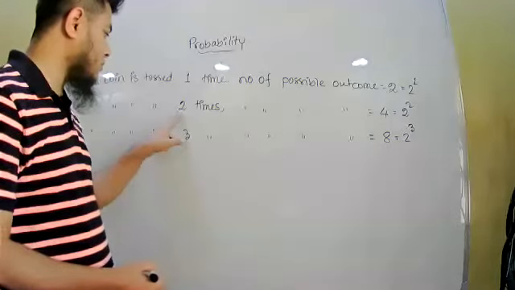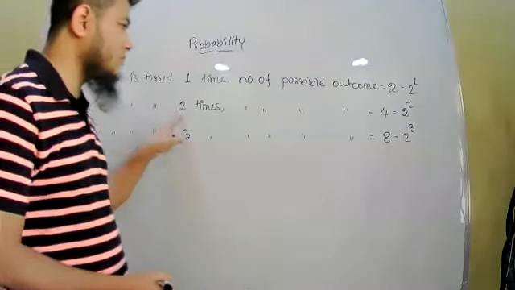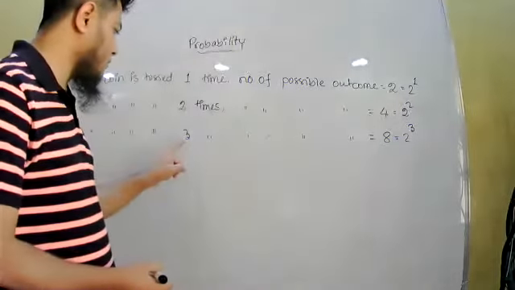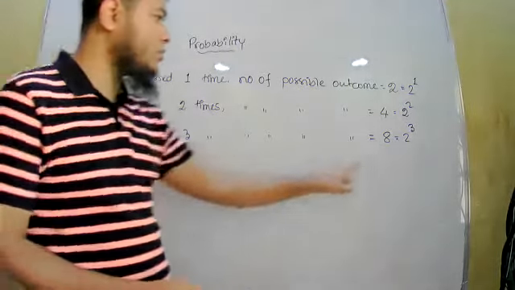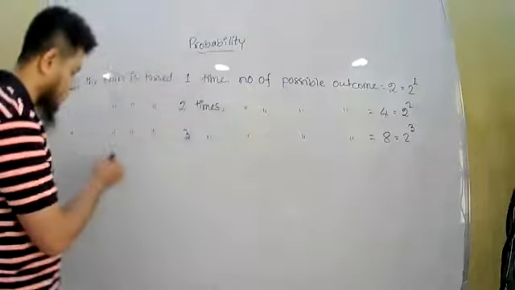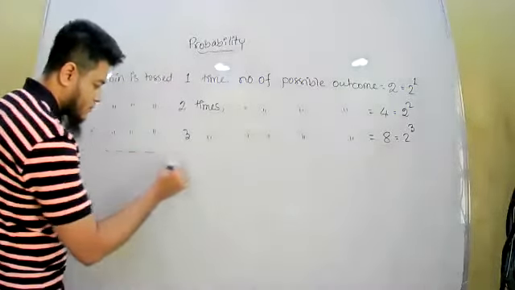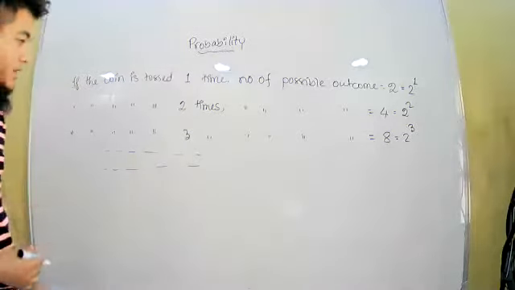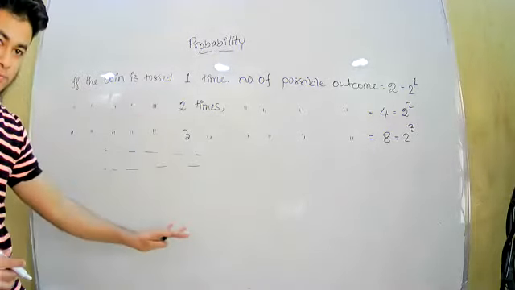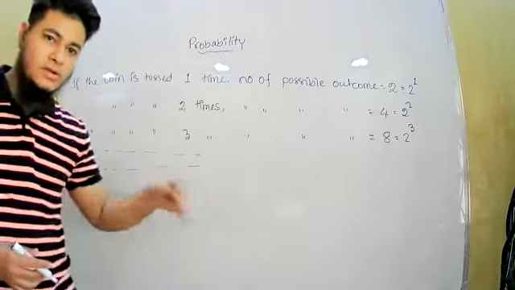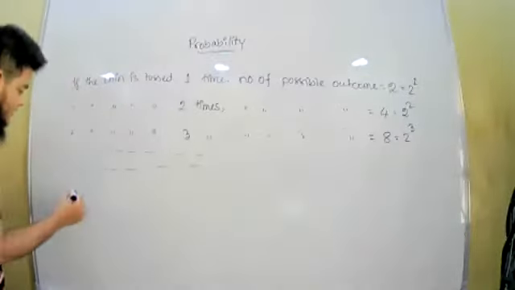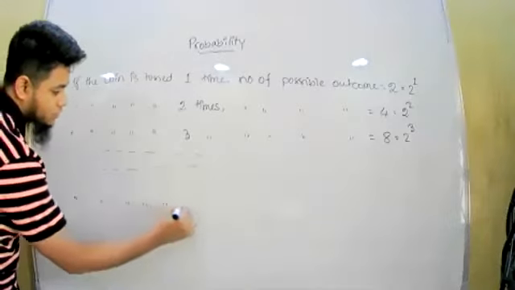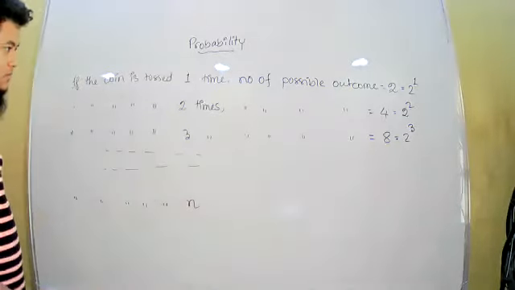If you toss the coin 2 times, then the number of outcomes will be 2 to the power 2. If you toss it 3 times, it will be 2 to the power 3. So some dot dot you have to put, which means that you can continue this. If you continue that, it will be similar to this. Then you have to write, if the coin is tossed n times, n times.